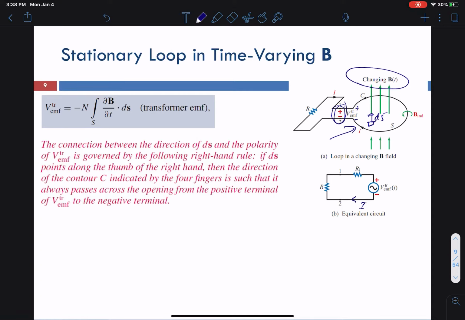I'll talk about the current direction later on. It's a different thing. So that's the polarity. Polarity is over positive and negative, and the current going this way, we're going to talk about in the next slide. So that's the polarity you design. You're taking the thumb as your dS, the differential area vector, and your four fingers crossing the opening, positive to negative. That's the polarity, right? How to explain this negative sign will come in the next slide.